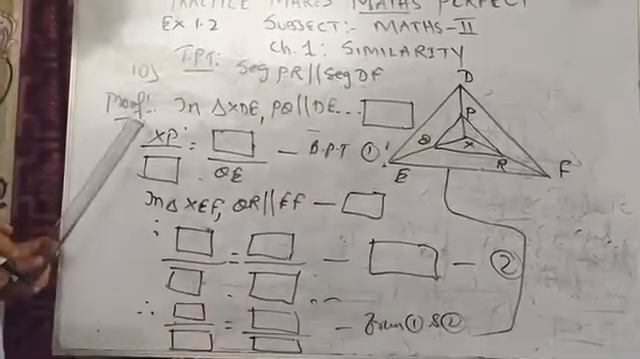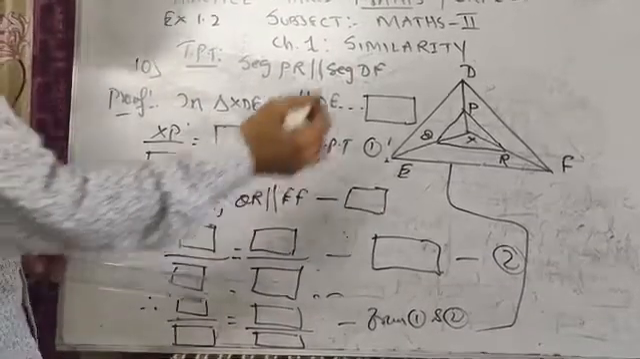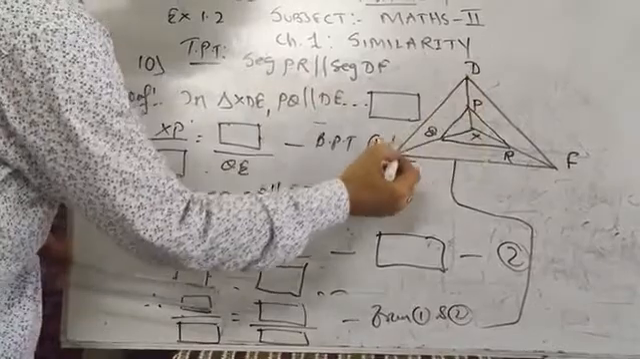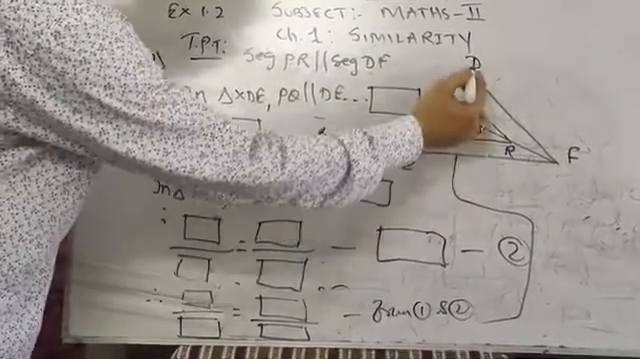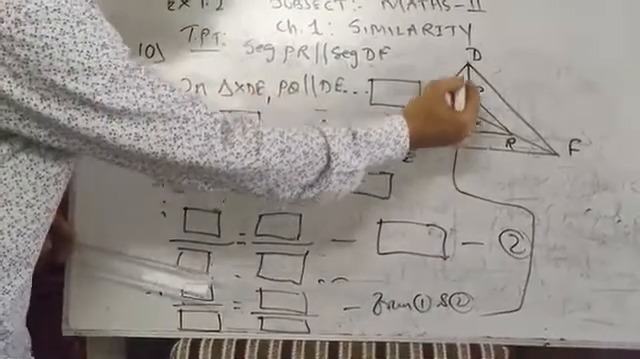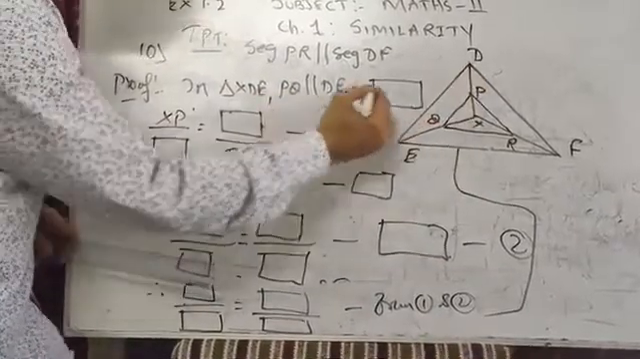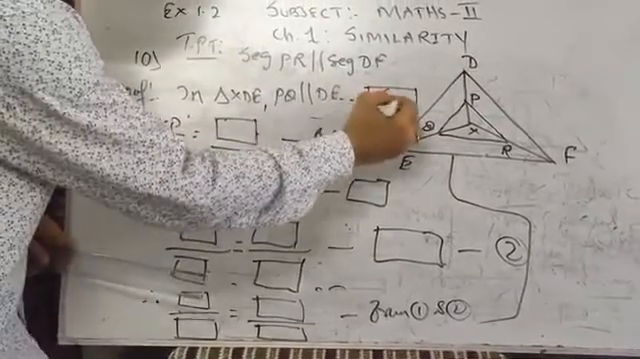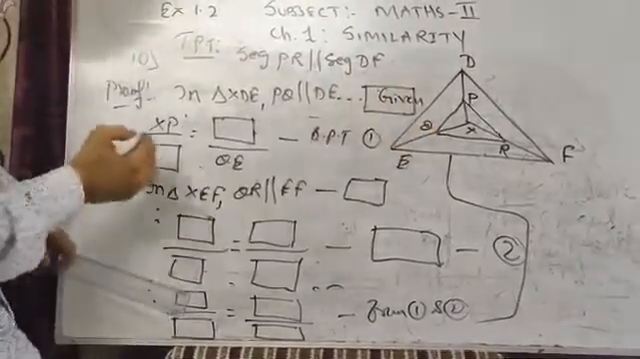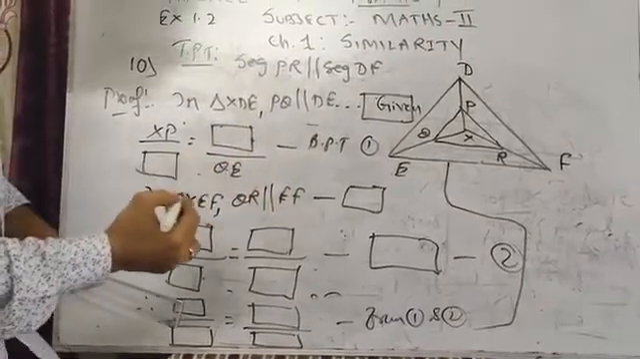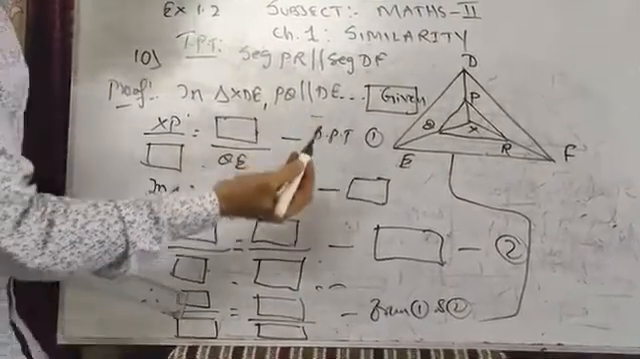So proof: in triangle XDE. So where is triangle XDE? You can see it here, this is your triangle XDE. In triangle XDE, PQ is parallel to DE. It is given here, so I will write here given. G means given. So what help will you take now? You will take the help of BPT. This is parallel, so we will take the help of BPT.